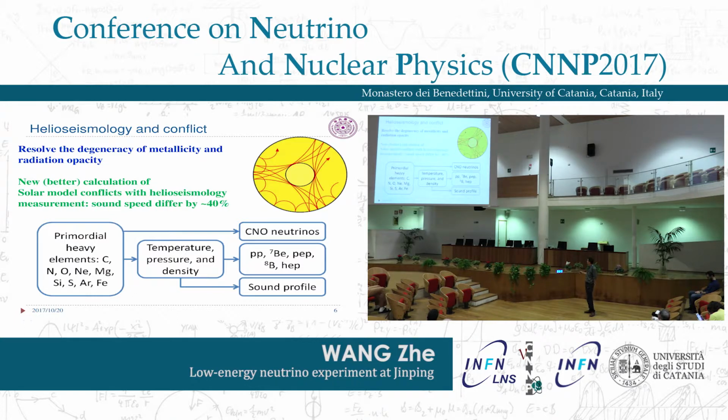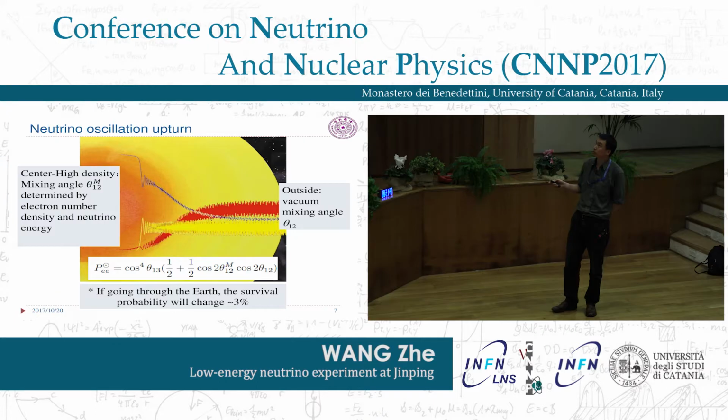So here we have a simple diagram. It tells us, okay, we have all these primordial heavy element fractions as input. So for the CNO neutrinos, there really is a direct dependence between each other. However, for the other neutrino components, they are mainly governed by the radiative opacity through pressure, density, temperature, etc. So this can also give the sound profile. So there's a degeneracy between the solar metallicity problem and the radiative opacity. So CNO neutrinos really stand as a direct probe for this question.